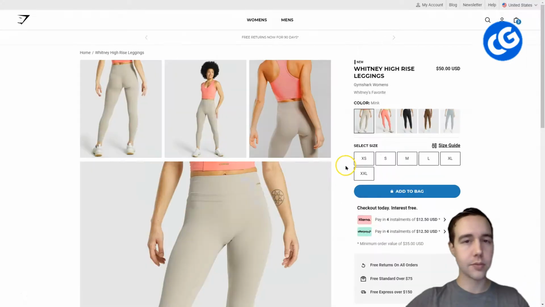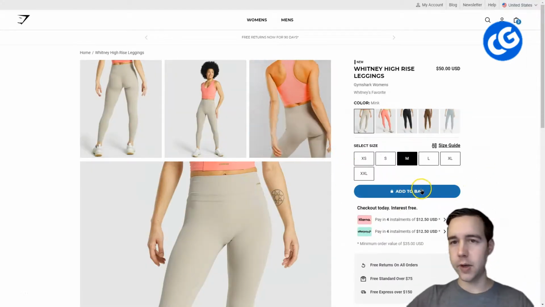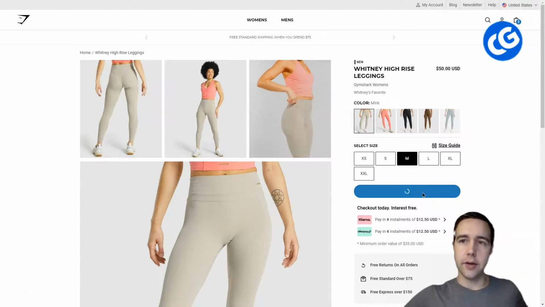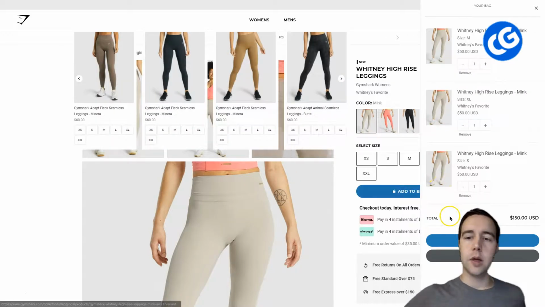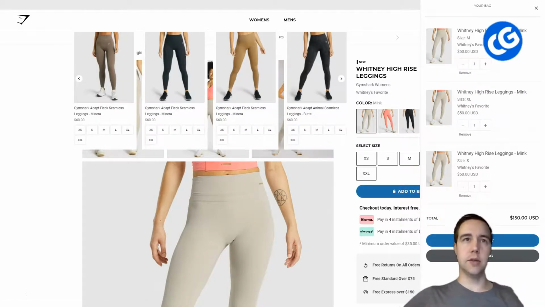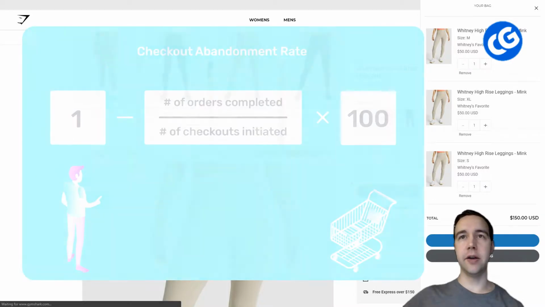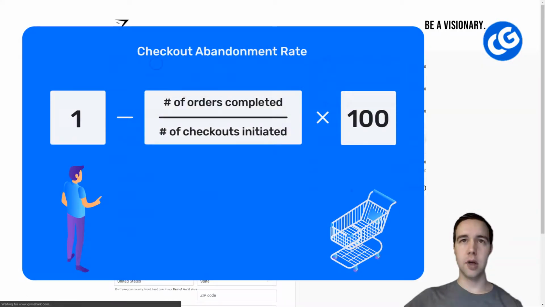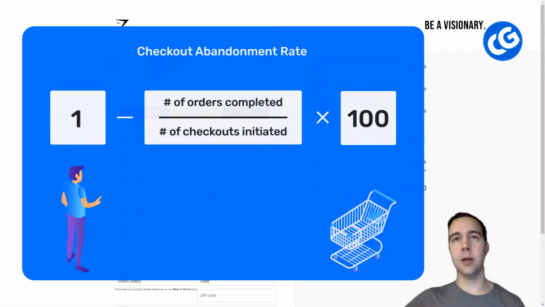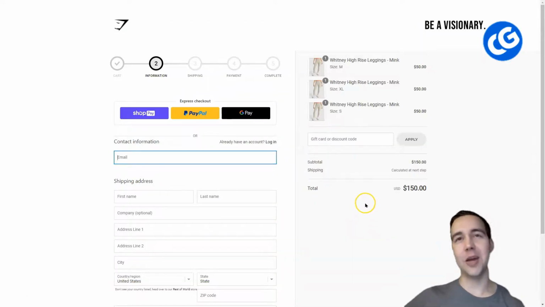So let's do that. We made a decision that we really like these leggings, and then go to the checkout. And by the way, the way these rates are calculated, the cart abandonment rate and the checkout abandonment rate have a fundamentally same calculation. Just divide the number of completed transactions by the number of initiated carts or initiated checkouts. Then you subtract the result from 1 and multiply by 100 to find the abandonment rate. So nothing more complicated than that.